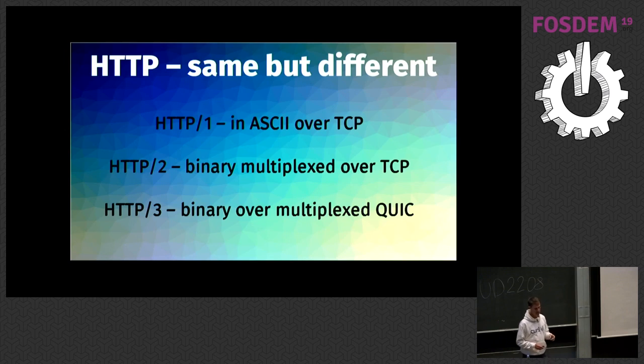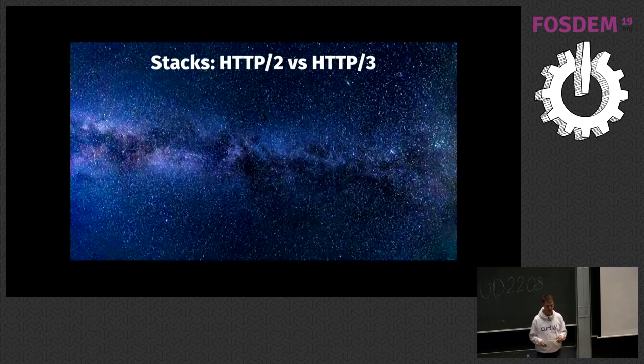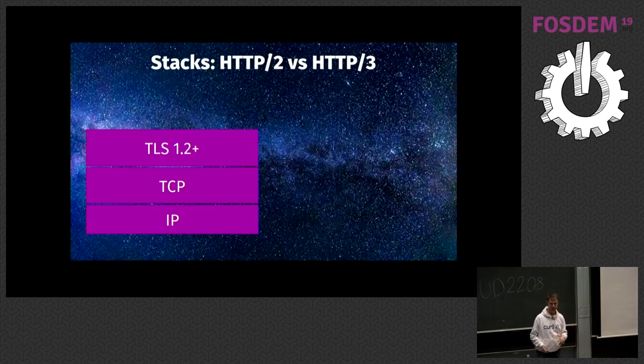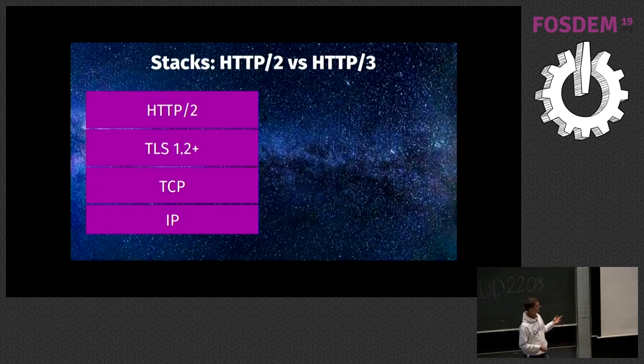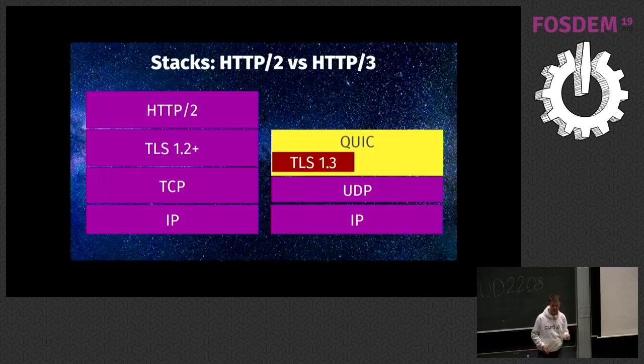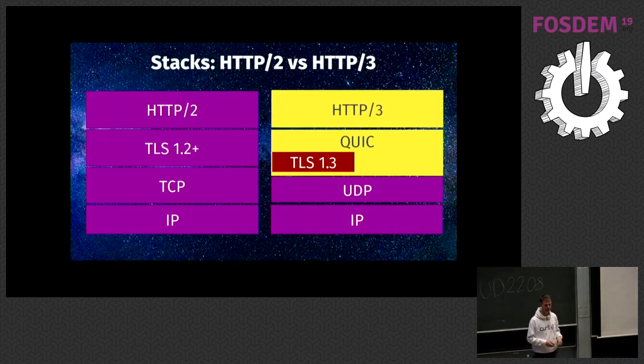So looking at the same thing stack-wise next to each other, this is how you view a regular old HTTP2 stack being IP, TCP, TLS, and HTTP2. Very simple, that's how we do it. And now we're introducing QUIC instead, not as simple. Since we can't introduce a new transport protocol, we do everything over UDP, and we add QUIC on top of that. We use TLS 1.3 for encryption, and then we add HTTP3 on top of that. That's HTTP3 done over QUIC. QUIC uses TLS 1.3 internally.